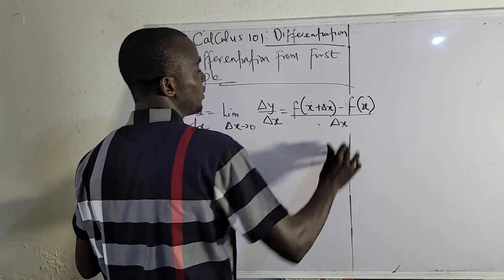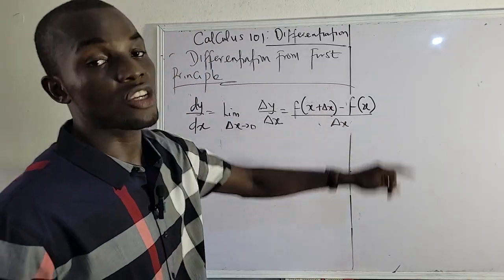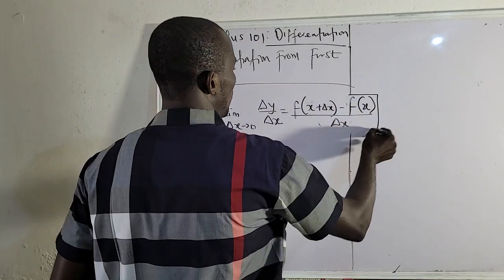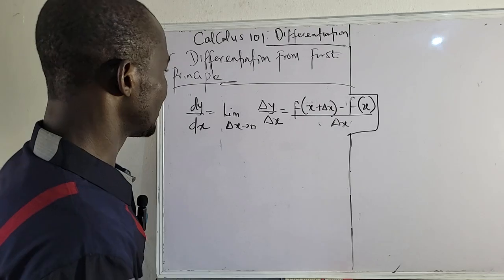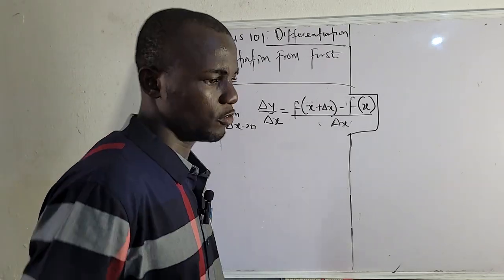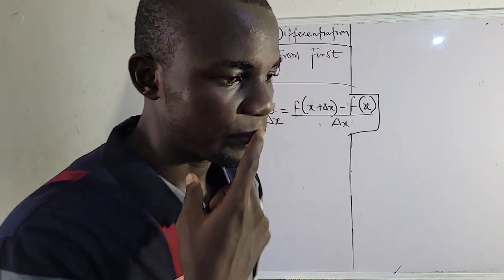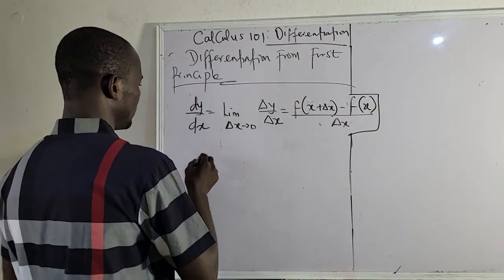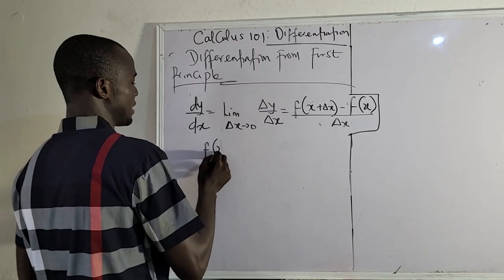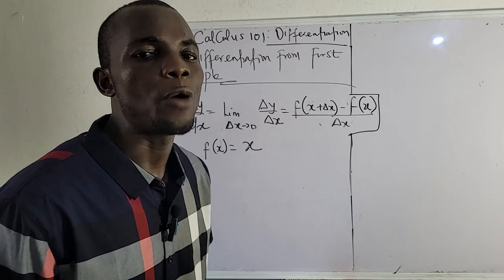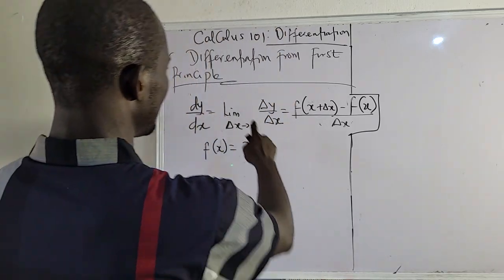You can attach a number to that and say x1 as the case may be. But that is just the general equation for this first principle. And let's say, for instance, we want to determine the derivative of f of x equals x. What will be our derivative? Let's go with this formula.